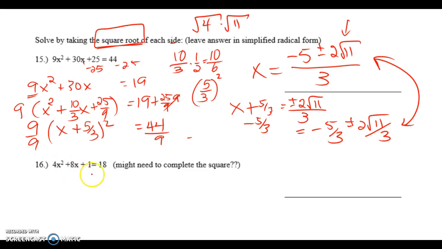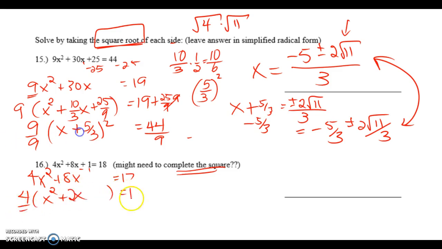Now, here, I'm telling you to complete the square. All right? 4x squared plus 8x, I'm going to move that 1 over, equals 17. I have to factor out the 4. So this is what I'm working on. So b is 2. b over 2, 2 over 2 is 1, times 1 is 1. But I'm really adding 4 over here, aren't I?